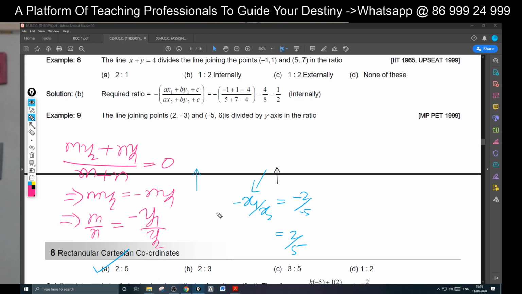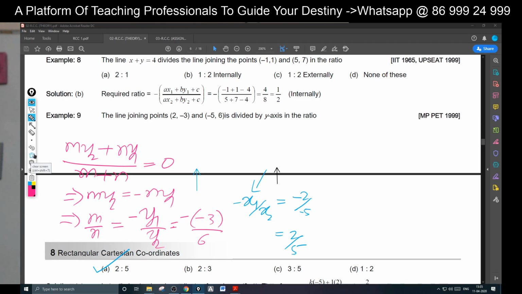Yes, sir. Yes, you're right. You wrote 1 by 2. That's correct. Arun, you did not answer that. Minus of minus 3 divided by 6. It is 1 by 2, please. It is 1 by 2. Okay?